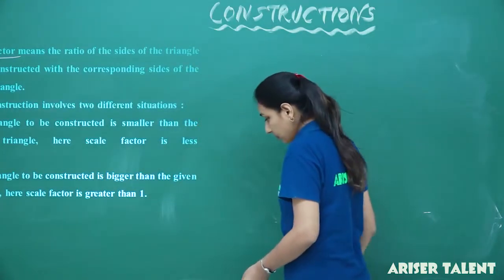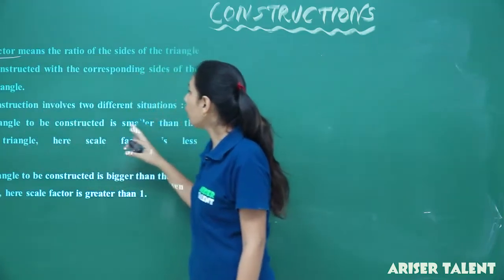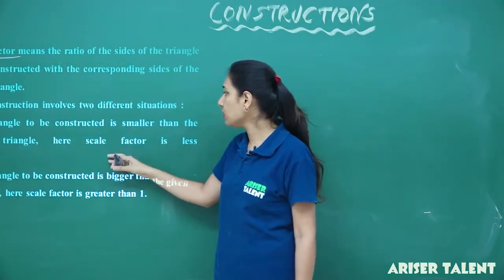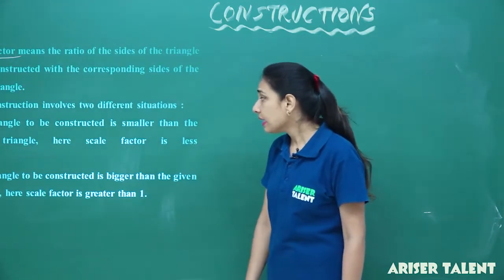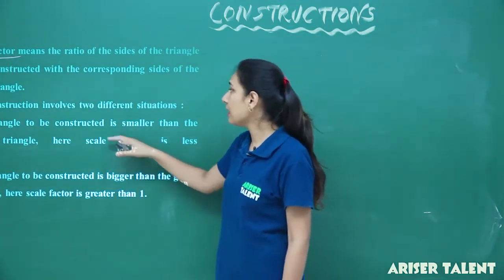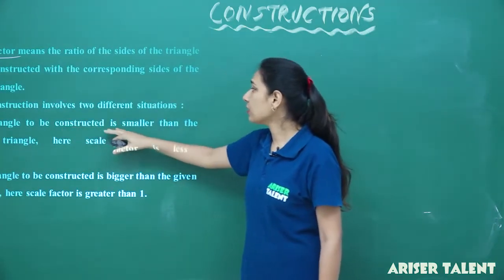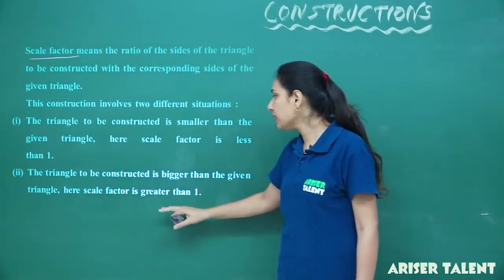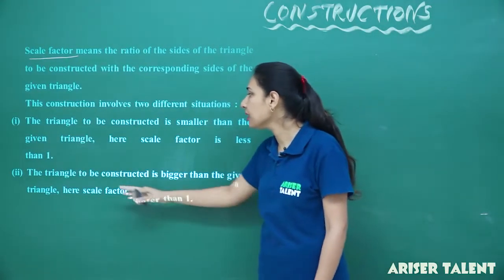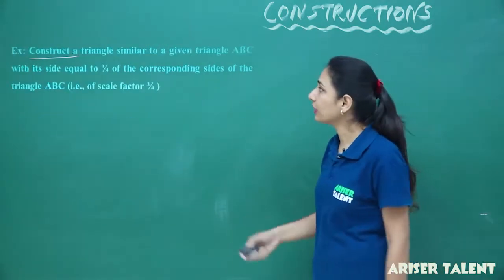Now, talking about this scale factor, this construction involves two different situations. First, the scale factor is less than 1. Second, the scale factor is greater than 1. If it is less than 1, the triangle to be constructed will be smaller, and where the scale factor is greater than 1, the triangle to be constructed is bigger than the given triangle. I have told you.